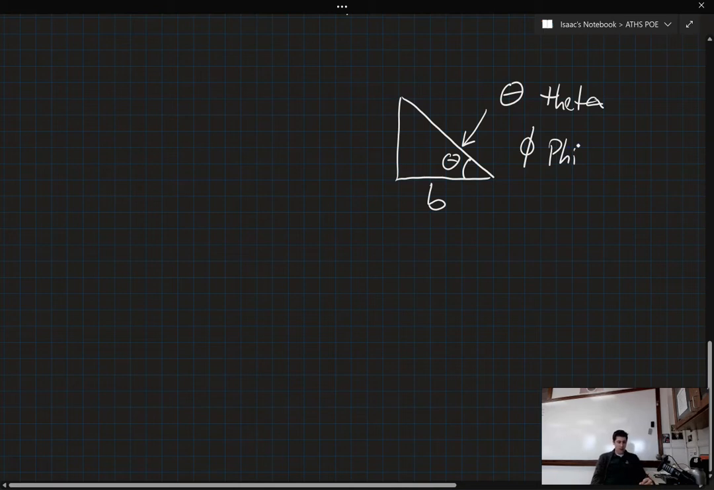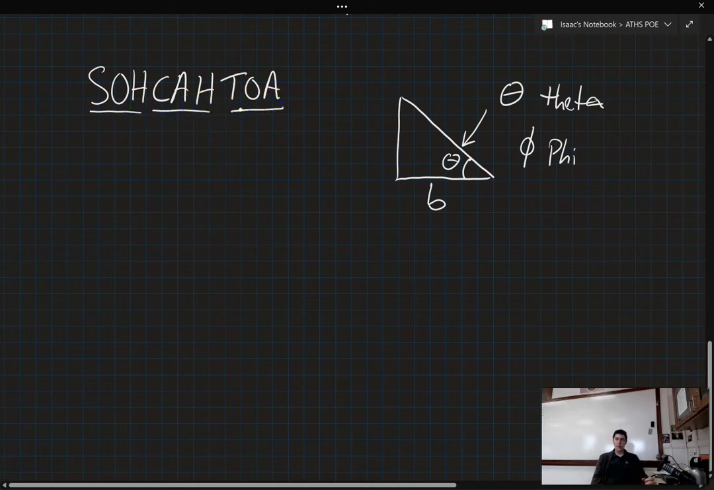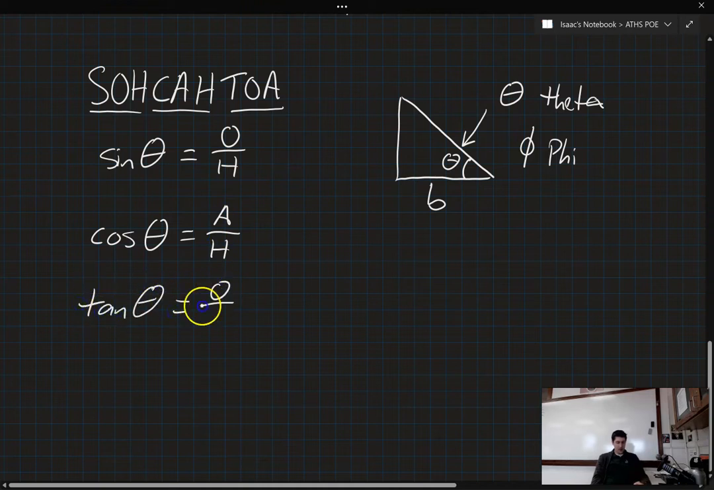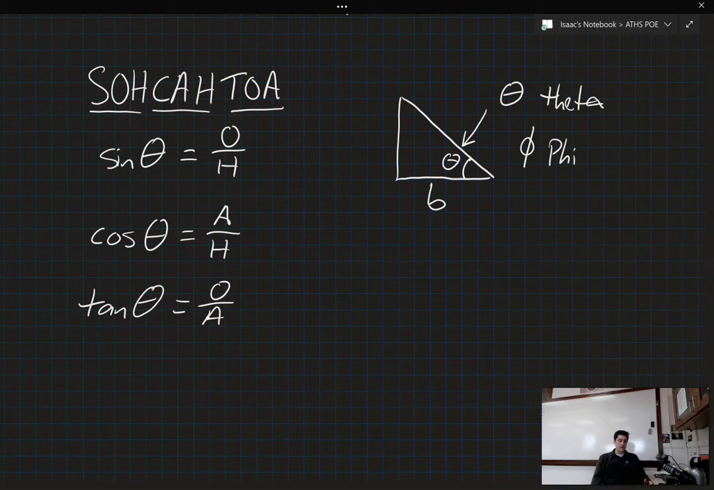In order to do that, we use a little memory trick called SOHCAHTOA. And it's got three parts: SO, CA, and TOA. Now, SO stands for the sine of theta equals opposite over hypotenuse. CA stands for the cosine of theta is equal to adjacent over hypotenuse. And TOA stands for the tangent of theta is equal to opposite divided by adjacent. So I'm going to show you how to use these to calculate either your side lengths or the angle.